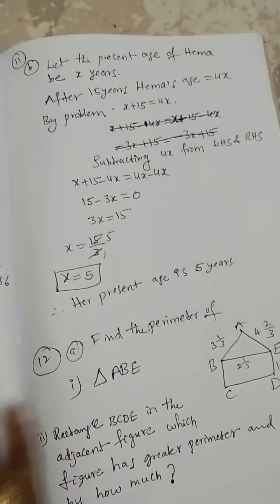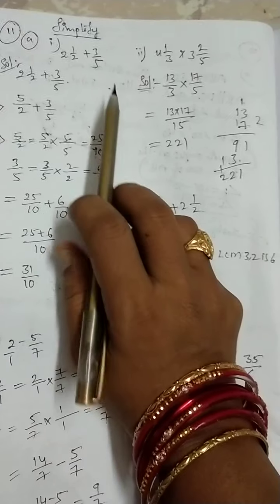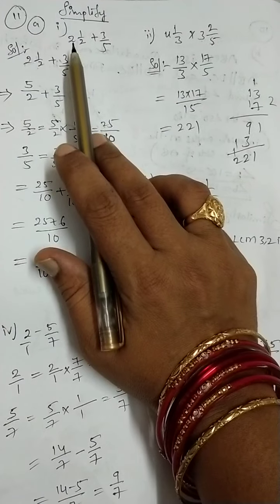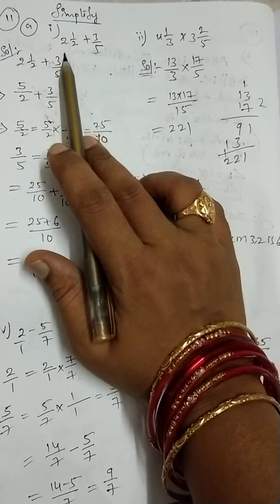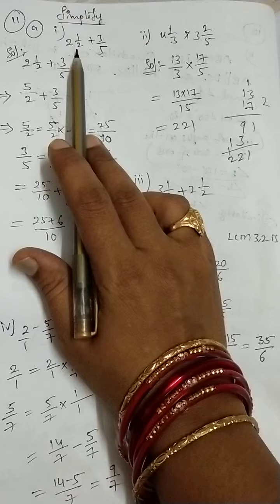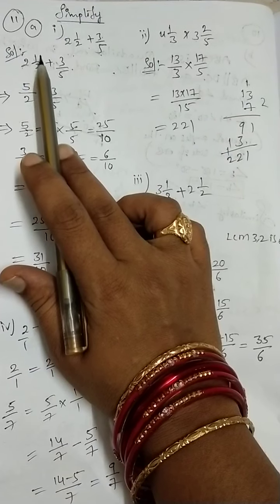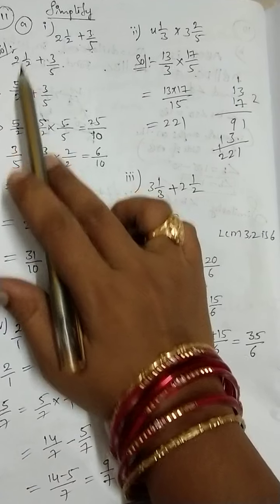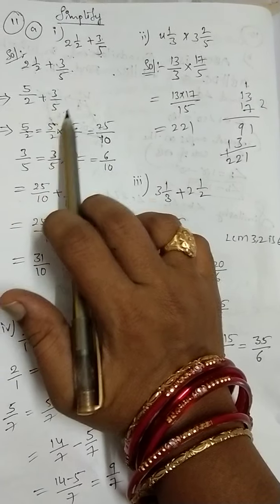Next, simplification. These all are simplifications given. See here, the first one: 2 1 by 2 plus 3 by 5. Now this is a mixed fraction, so we can convert it into an improper fraction. 2 2s are 4, 4 plus 1 is 5. So 5 by 2 plus 3 by 5.